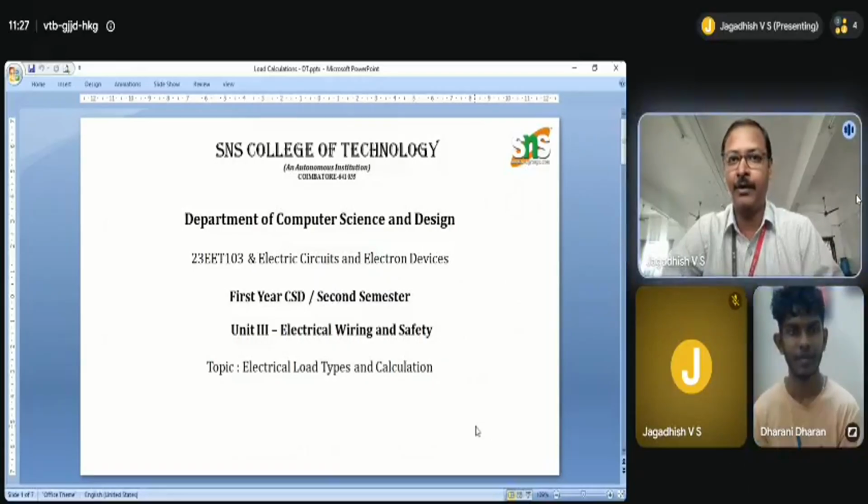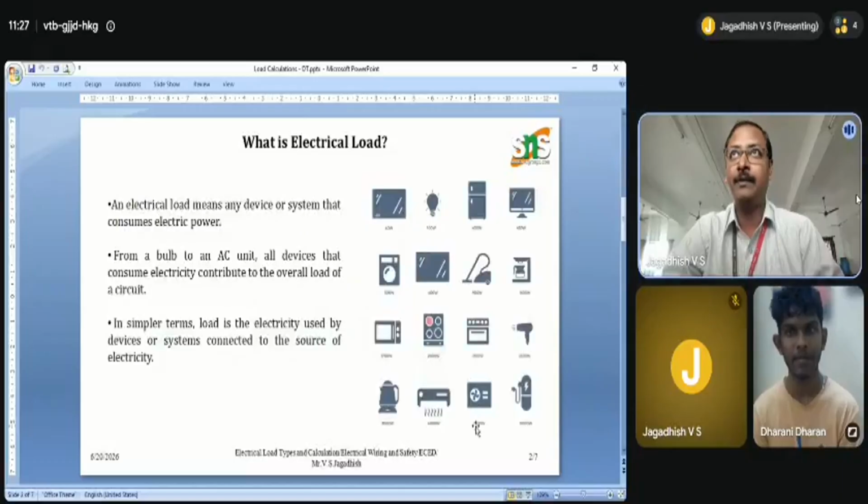Okay, let's move on to the first slide of this particular video. This is about electrical load. Here I have described what is meant by electrical load and what the different types of electrical load available in our residence are. This is not for the industry, this is for a simple residence. In simple terms, electrical load means any device or system that consumes electric power.